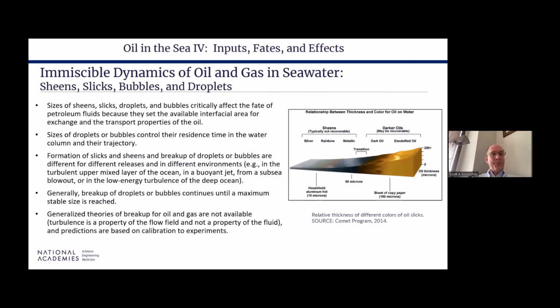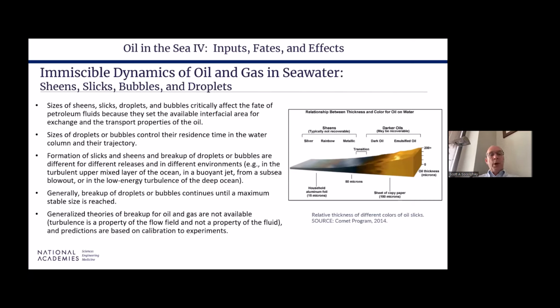Next slide. So some of the immiscible dynamics, how oil and gas form sheens and slicks and bubbles and droplets on the surface, these can spread out into very thin micron thickness slicks, as well as much thicker weathered oil and then emulsified oil, all floating near the surface.